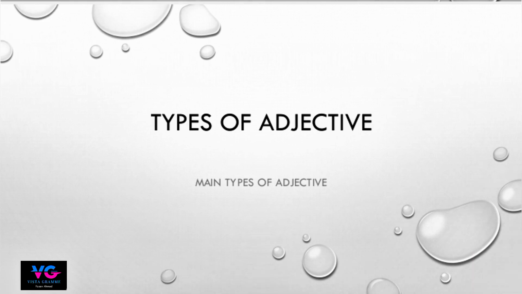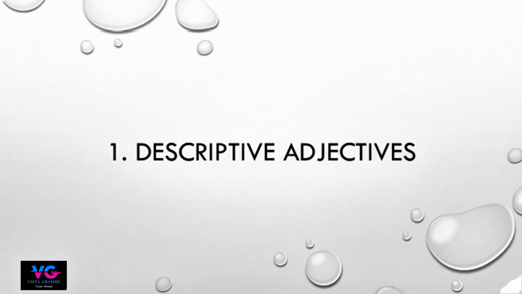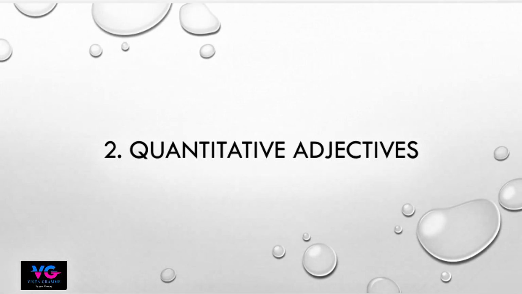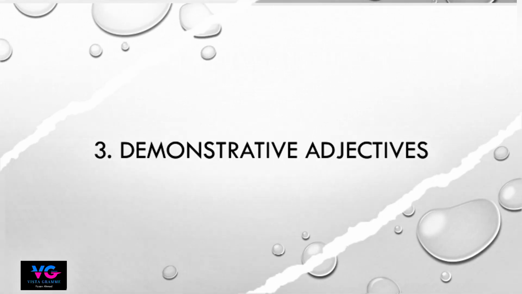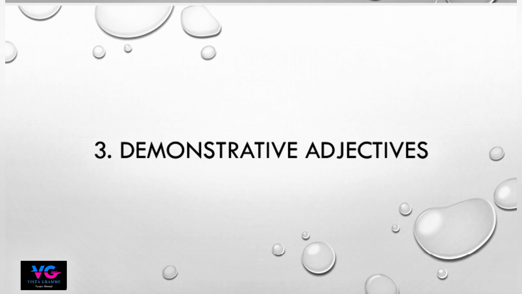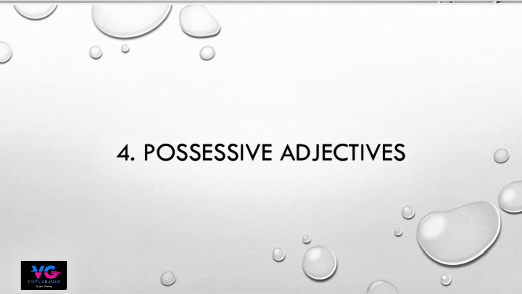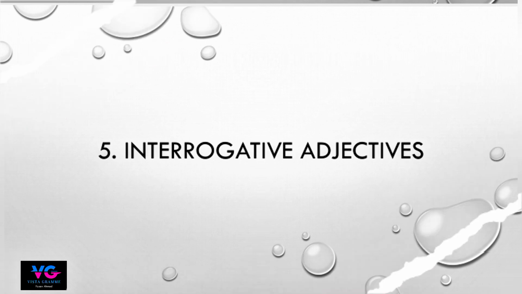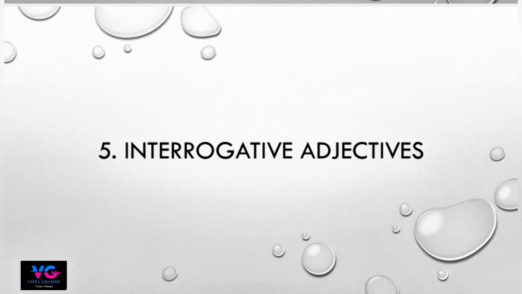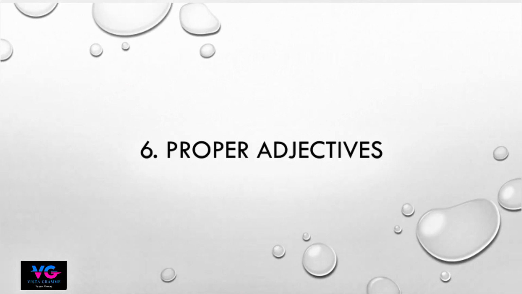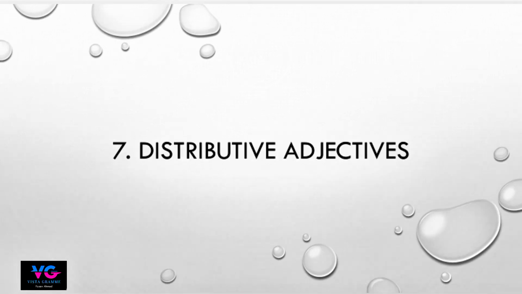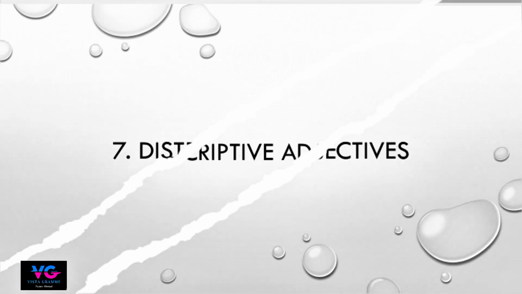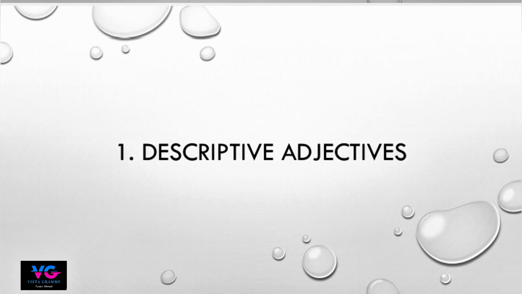Types of adjectives. Now let's learn different types of adjectives with easy examples. Main types of adjectives. 1. Descriptive adjectives. 2. Quantitative adjectives. 3. Demonstrative adjectives. 4. Possessive adjectives. 5. Interrogative adjectives. 6. Proper adjectives. 7. Distributive adjectives.